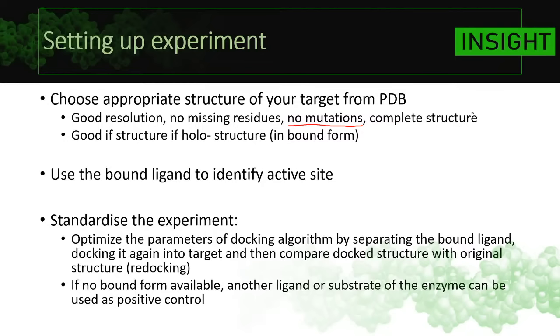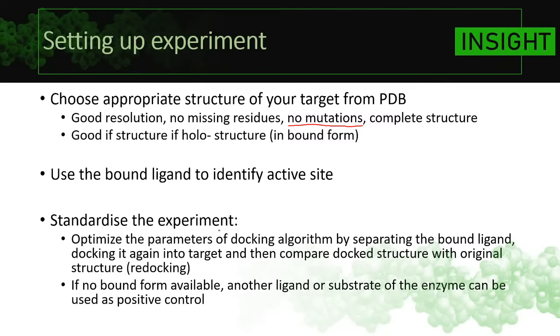Sometimes partial protein structures may be available, which have to be taken with some consideration. If it is an entire domain, you can take it. But if it is somewhere in between, it's problematic to take them. See if the holo structure is available, that is the structure in bound form, where some kind of ligand is already present. That will help you, as I told you, in many ways. You can use the bound ligand to identify the active site. If it is not there, then we have software that can help us.